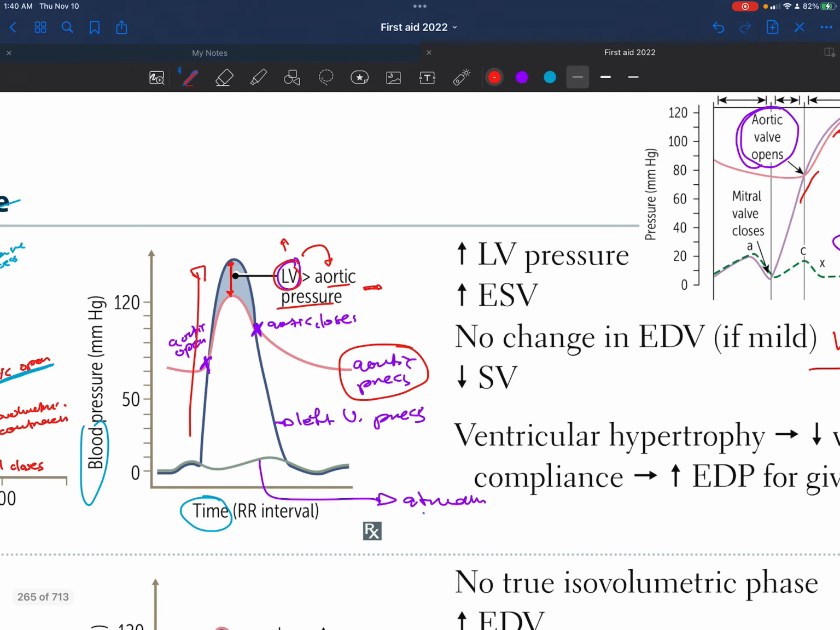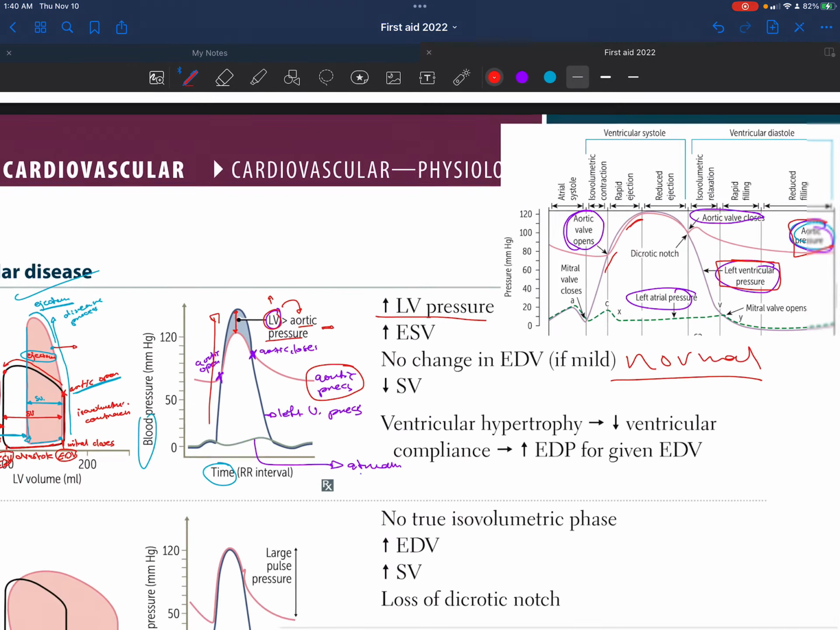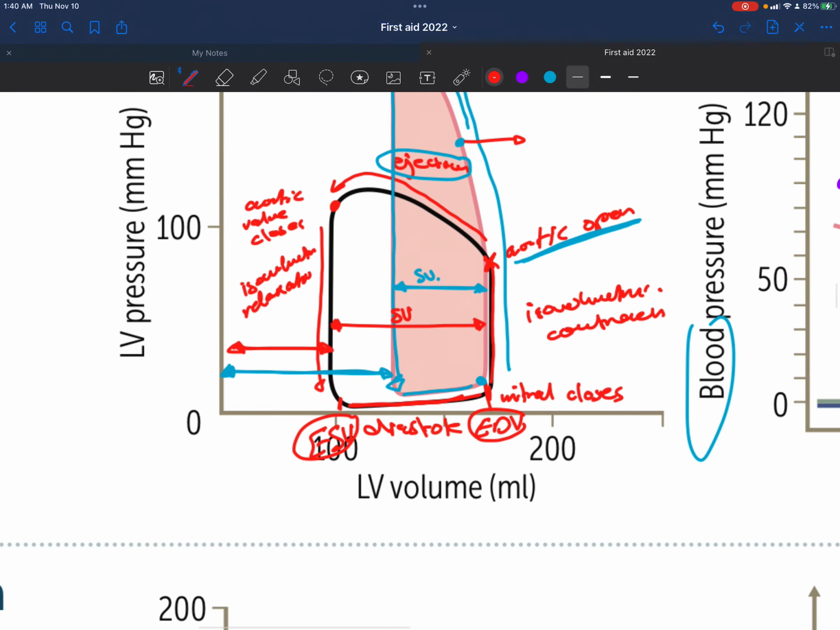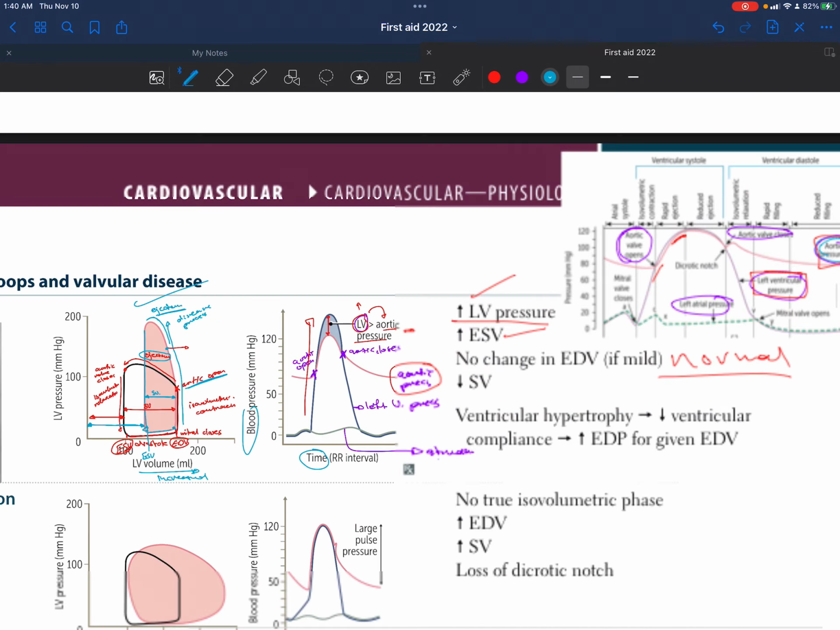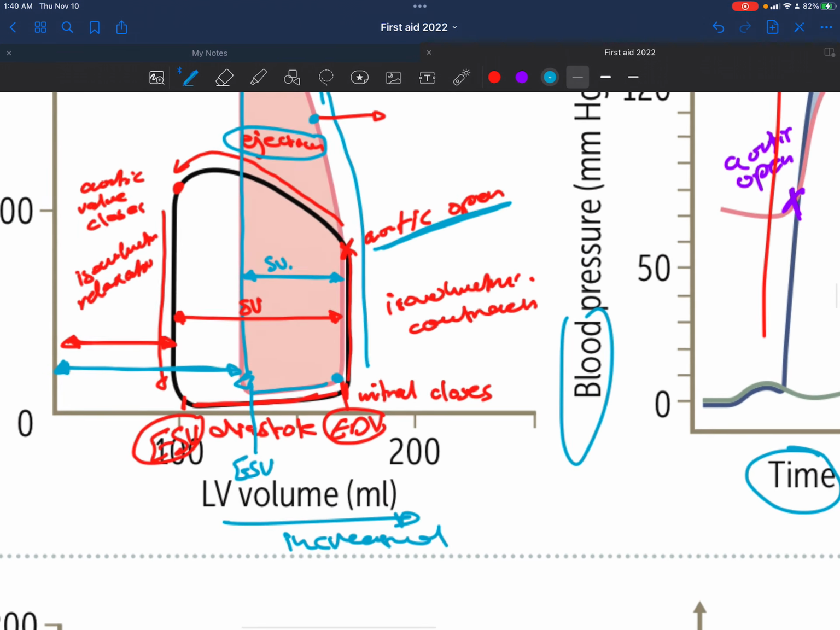So what it's saying here is that there is an increase in the left ventricular pressure. We talked about this, and there is an increase in the end systolic volume. And yes, we talked about this. This is the new diseased end systolic volume, so it's going this way, so it's called increased. Okay. And then also we have no change in the end diastolic volume because the filling is fine.